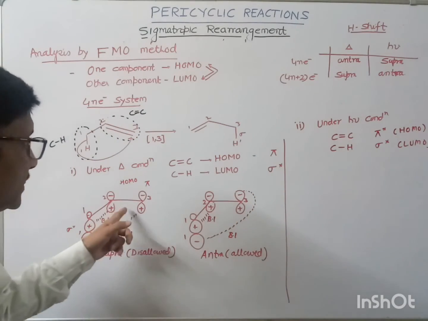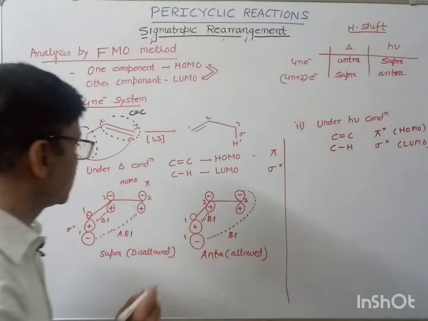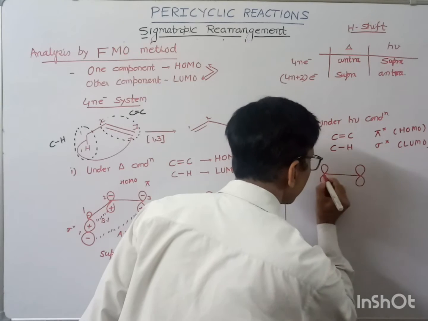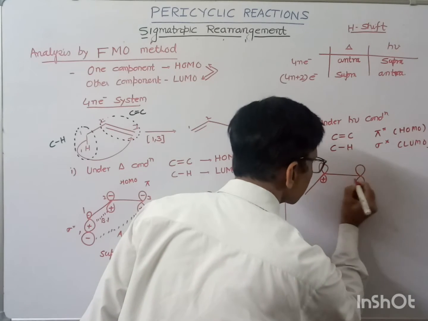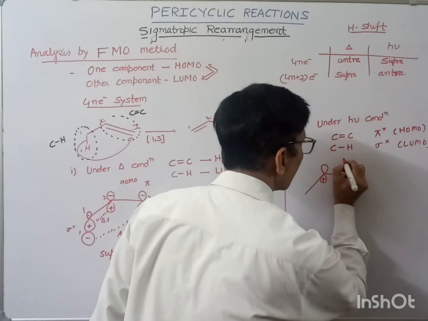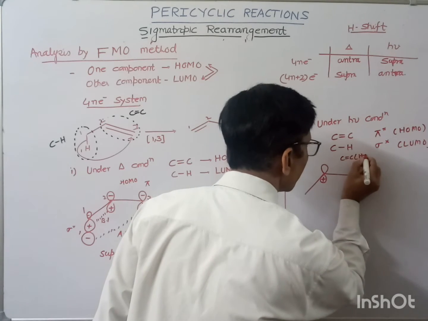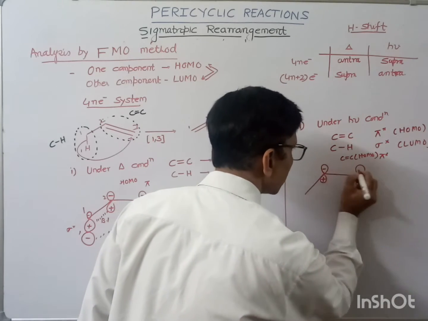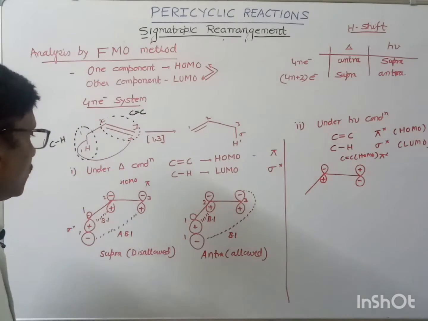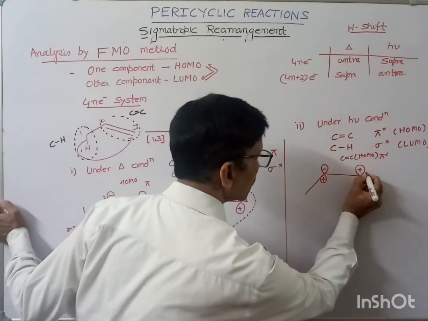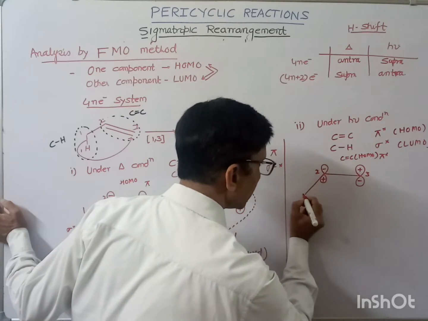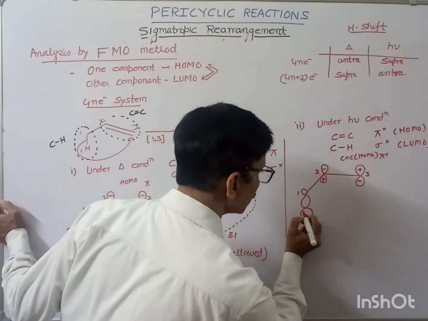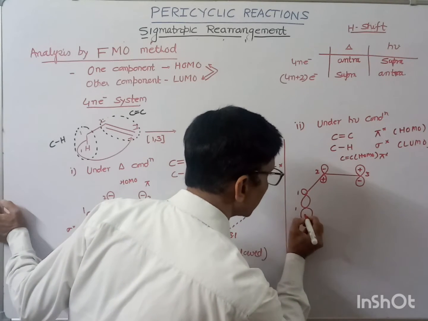Now, C double bond C is pi star. So pi star means plus minus. So this is our HOMO, C double bond C, pi star. So I should write pi star over here, this is minus, this will be plus. Now this is our third carbon, this is second carbon, and here this is our first carbon. First carbon is attached to one hydrogen.